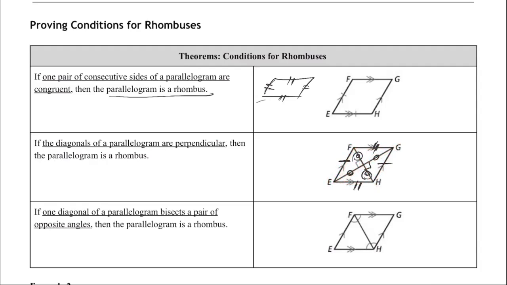But here's the thing, though. We know that these two are the same. That's reflexive. That's 90. So by side angle side, these two triangles are congruent. Do you see that, guys? Yes. Then by CPCTC, these two sides are congruent. Very good. Then we could use this particular theorem to show that this here must be congruent.